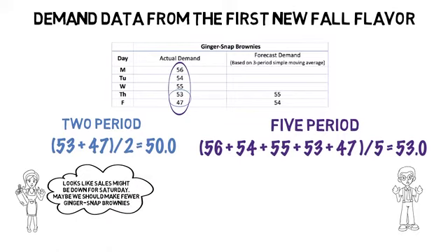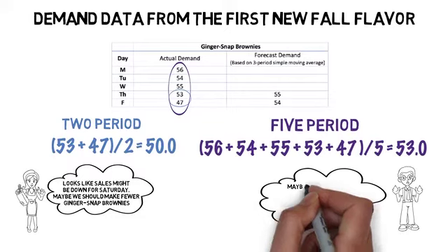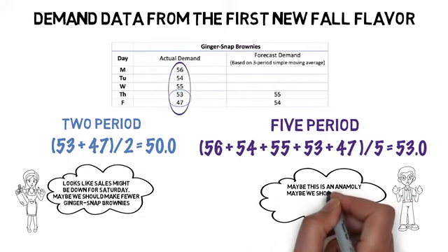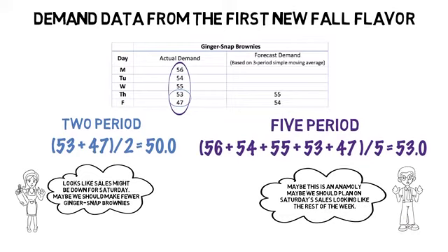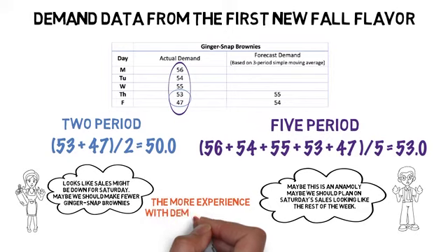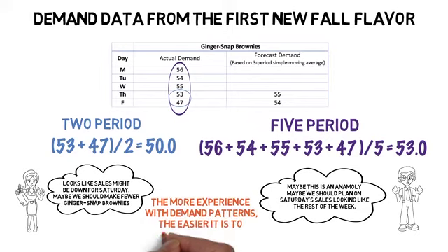Focusing on the 2-period forecast, Kiana says, "Wow, sales are down. Maybe we should bake fewer ginger snap brownies tomorrow." Dallin, by contrast, thinks Friday's sales are an anomaly. He likes the 5-period forecast and argues for a baking schedule that looks more like the rest of the week. The more experience you have with your own demand pattern, the easier it will be to decide how many periods of historical data you want to use.